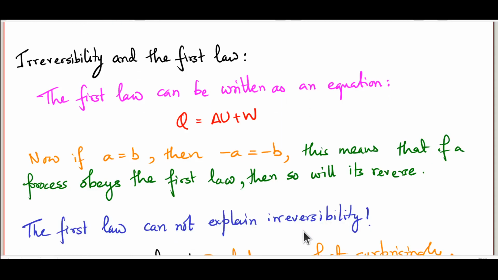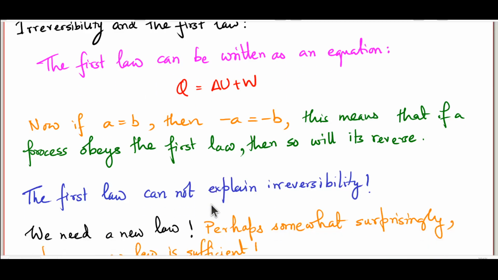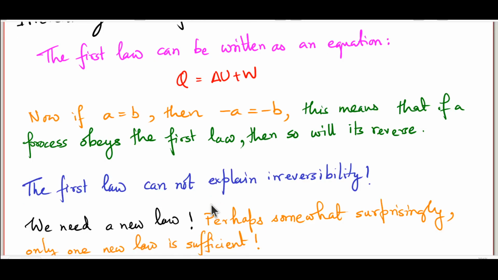So the first law cannot explain irreversibility. In fact, nothing that can be expressed as an equation can say that a process is irreversible. The only thing that cannot really stay true if you change each side to the negative of itself is not an equation, but an inequality. If A is greater than B, then of course minus A is not greater than minus B. But at any rate, the first law will not do.